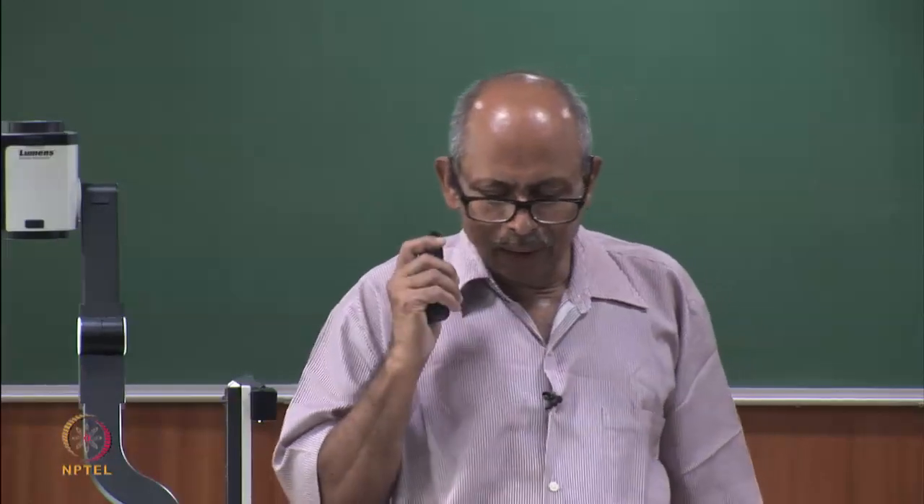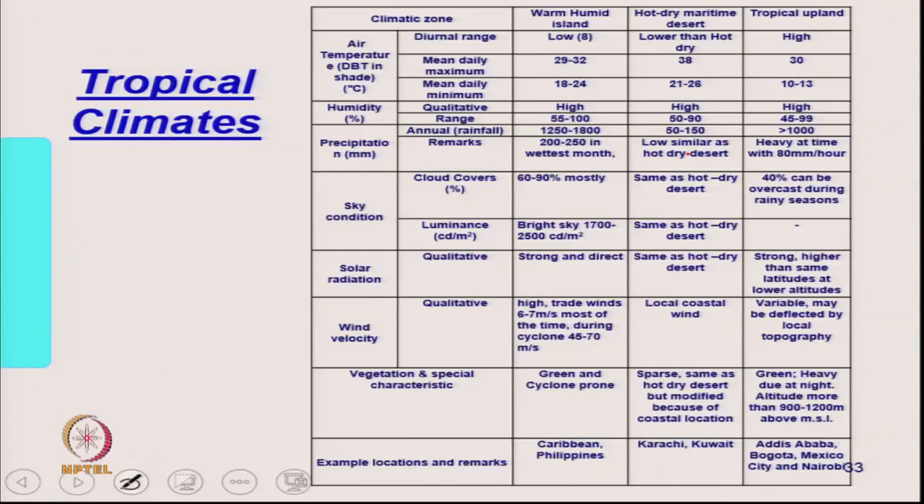So that's what it is. Climatic zone: subtropical ones are also given in this table. Same thing I just mentioned, the same for subtropical sub-climates like warm humid island climate. Modifications are given in this table. Hot dry maritime desert climate: there again the modification is lower temperature and high humidity. And tropical upland climate has a modification due to the altitude. So that's again captured in these.